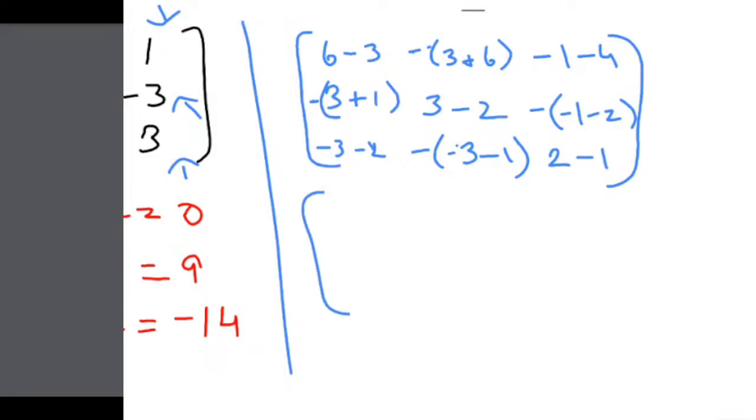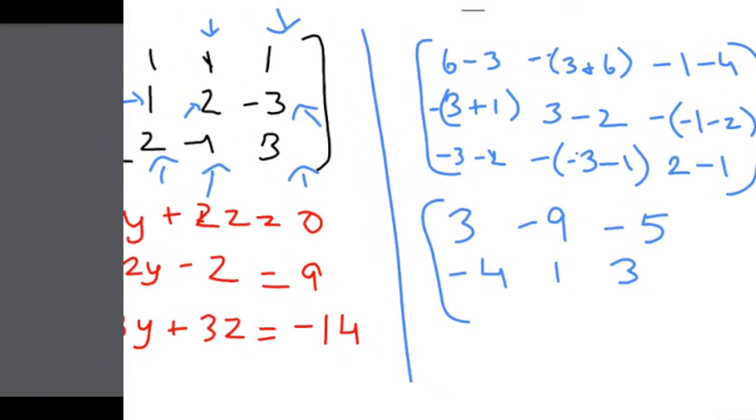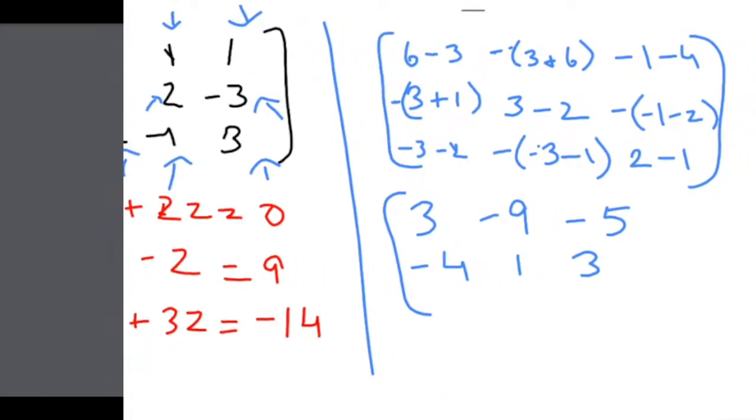So I'll just simplify this. So 3 plus 6, 9, so minus 9, and then minus 5, and then for this minus 4, and then for this 1, here I'll get plus 3. For this I'll get minus 2, right? Yeah, minus 2. So minus 5. And then for minus 4 plus 4, 1. Okay, so this is the cofactors of A.